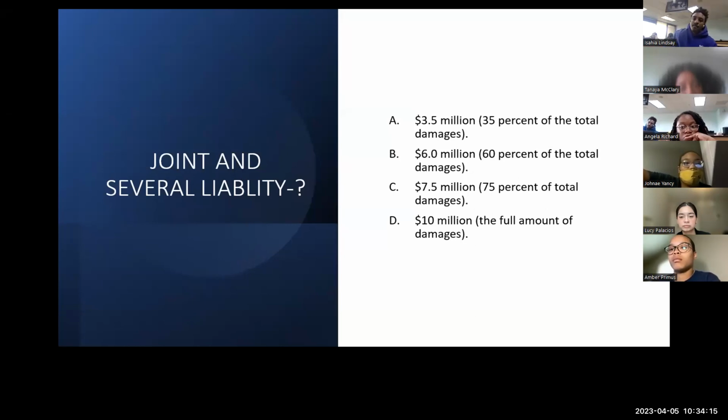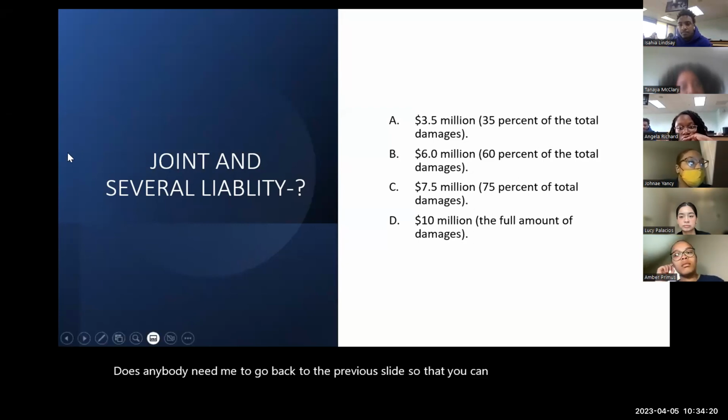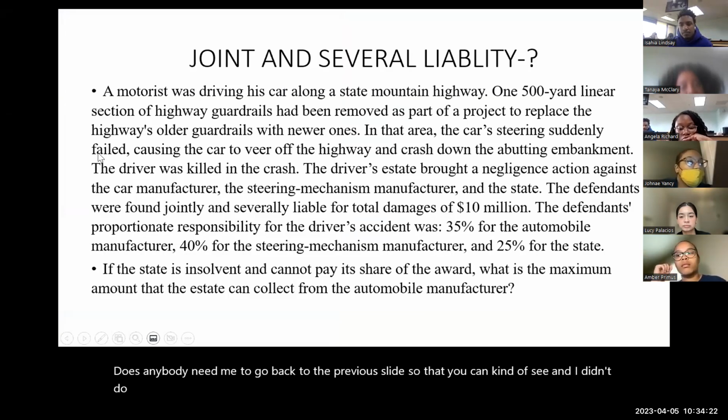Does anybody need me to go back to the previous slide so that you can kind of see? And I didn't do a poll on this one because it was too wordy. It didn't fit within the poll.